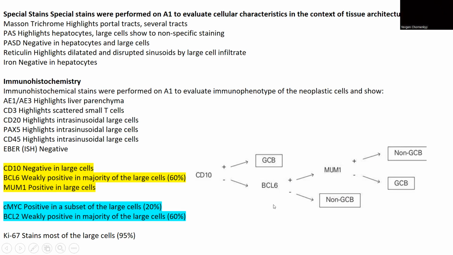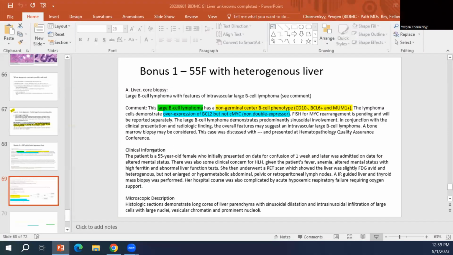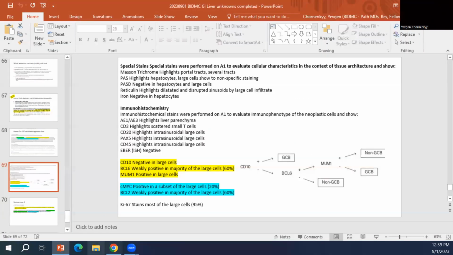So this will be on your boards. You've got to know this. They will test you on this. This is guaranteed. And then the double hitter, it was only positive for BCL. So I wanted to show this case. That was intravascular large B-cell lymphoma.